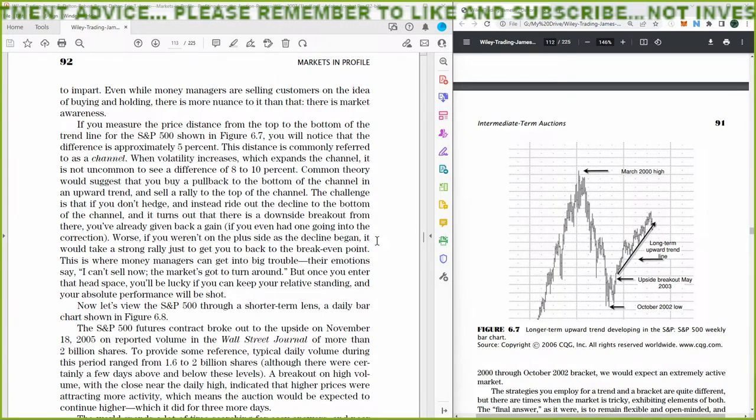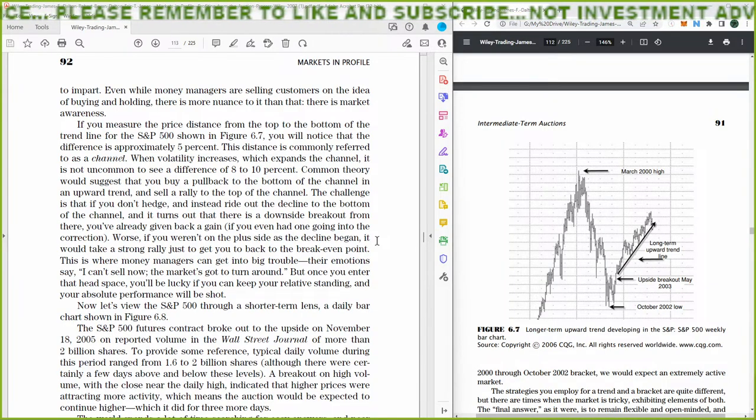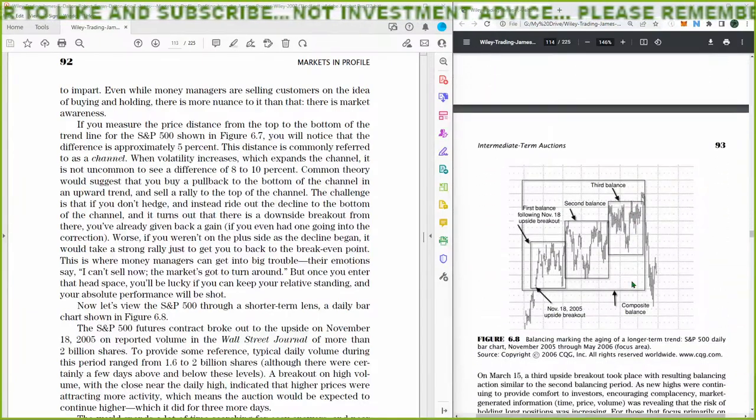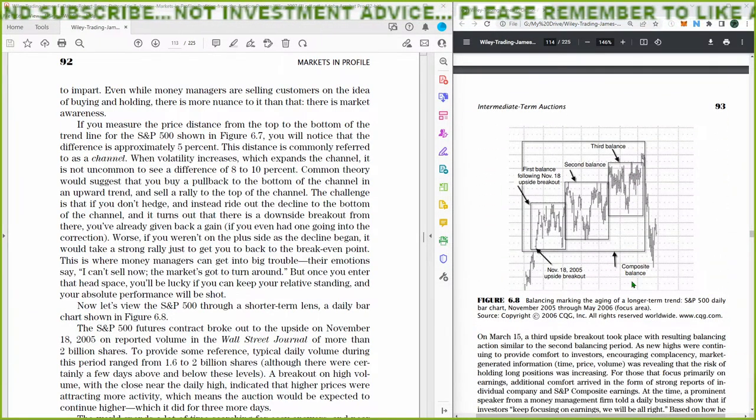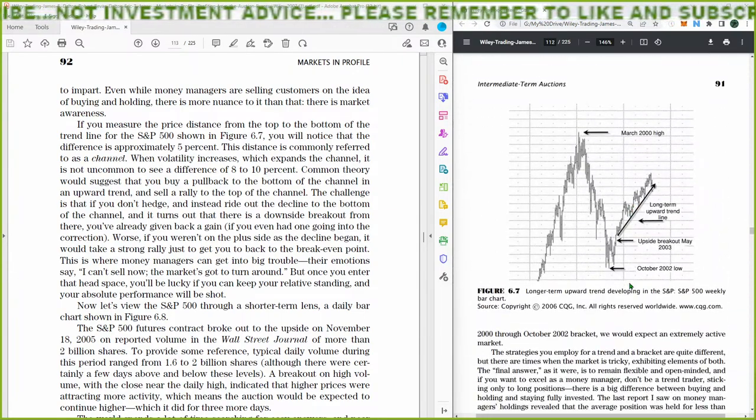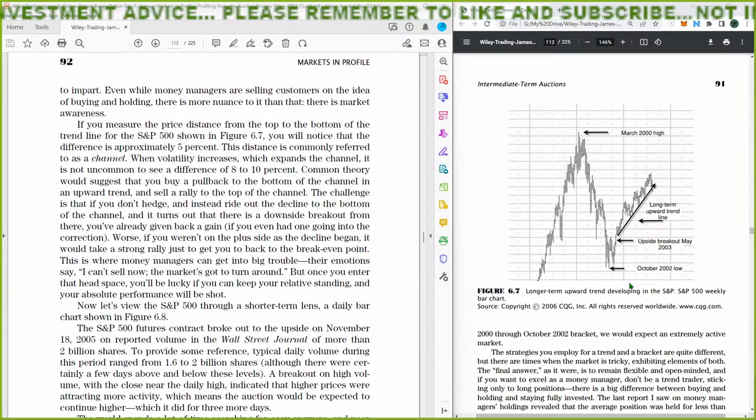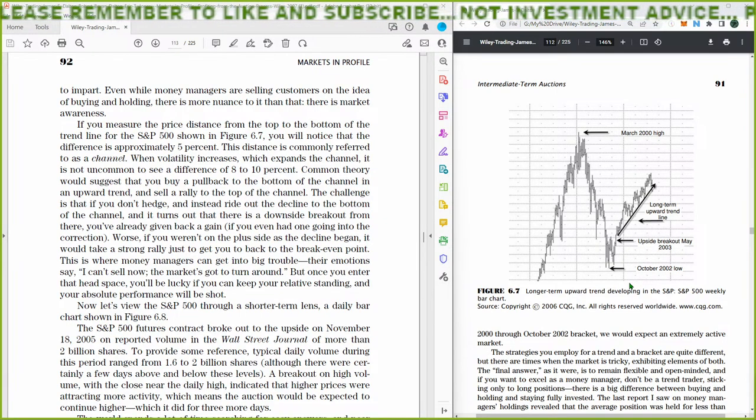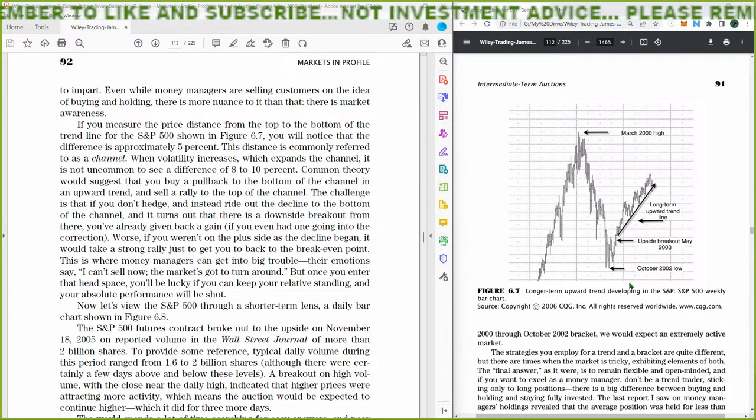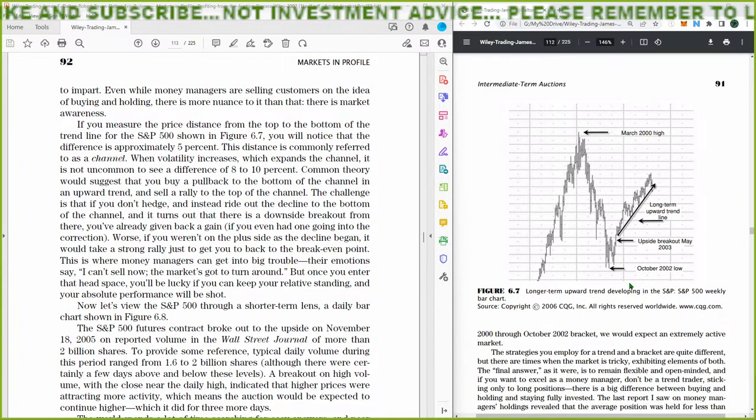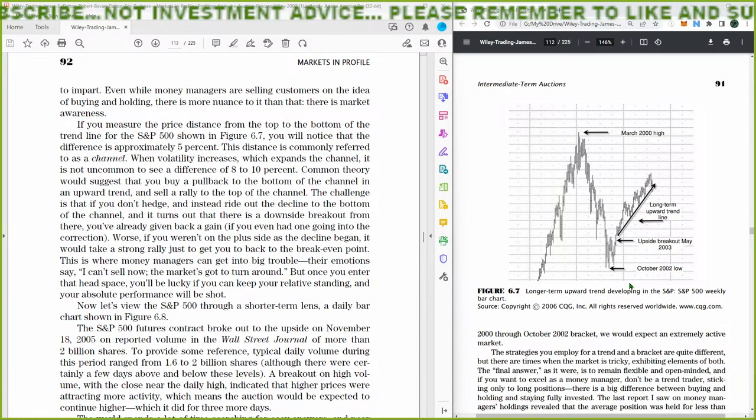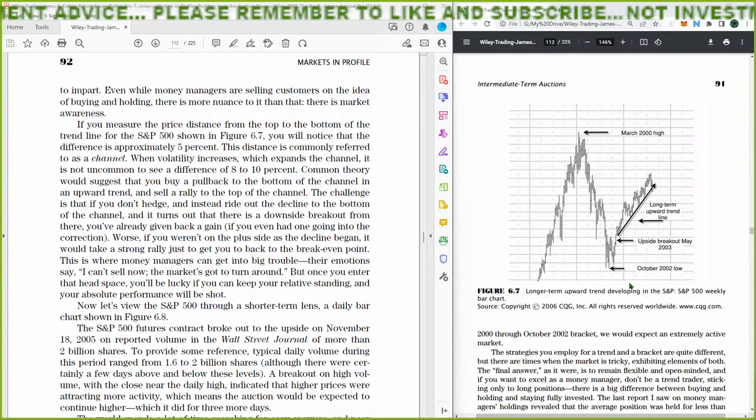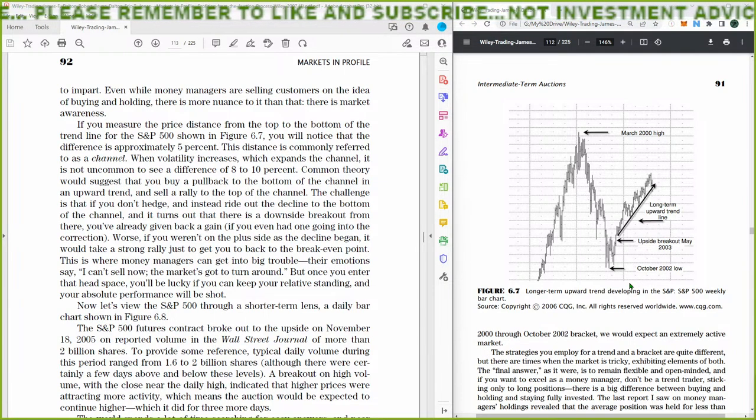There is market awareness. If you measure the price distance from the top to the bottom of the trend line in the S&P 500 shown in figure 6.7, you will notice that the difference is approximately 5%. This distance is commonly referred to as a channel. When volatility increases, which expands the channel, it is not uncommon to see a difference of 8 to 10%. Common theory would suggest that you buy a pullback at the bottom of the channel in an upward trend and sell a rally to the top of the channel.